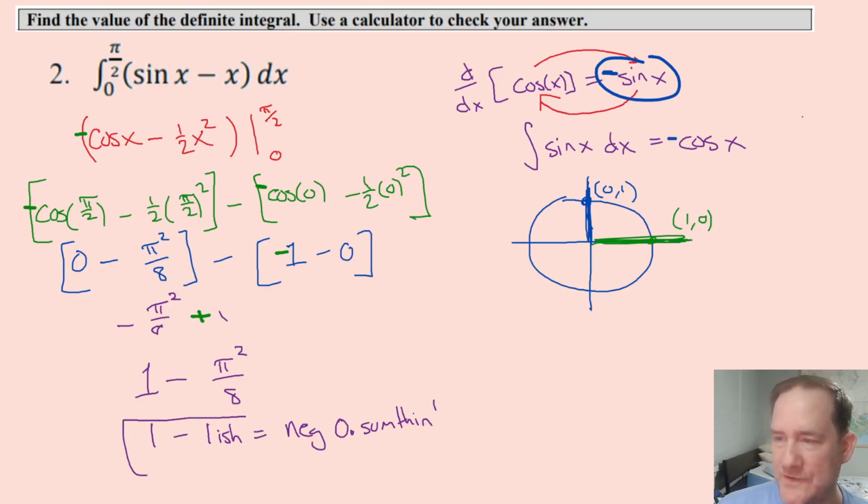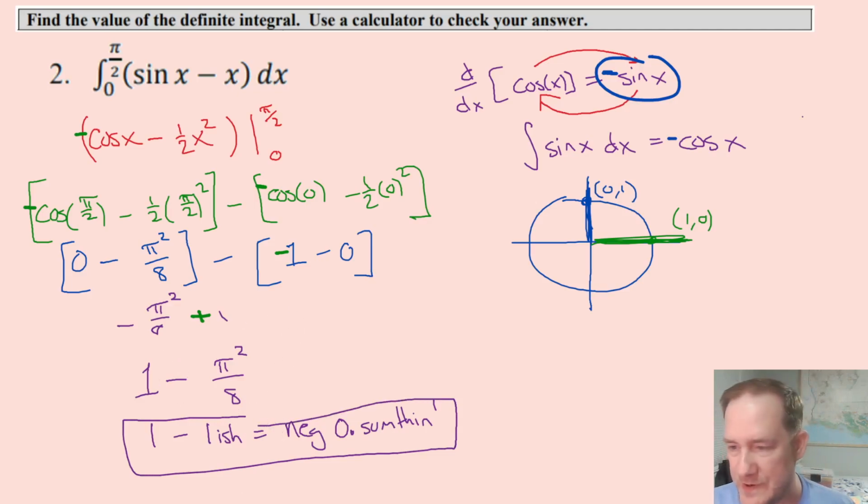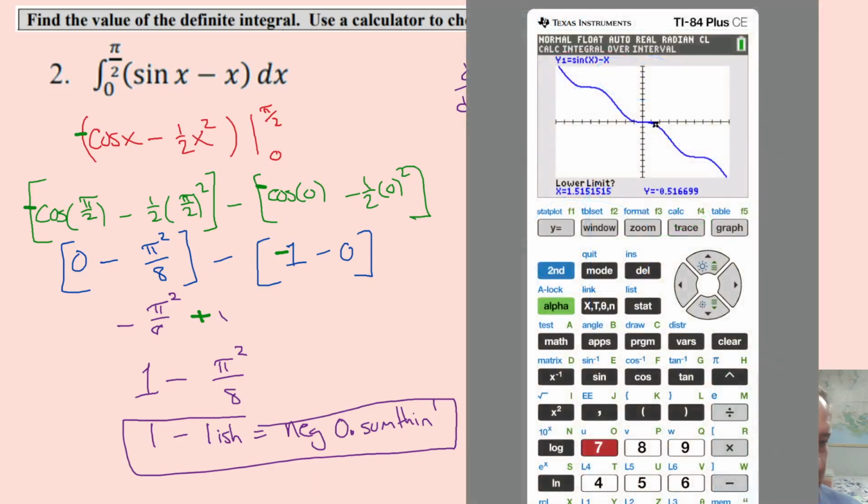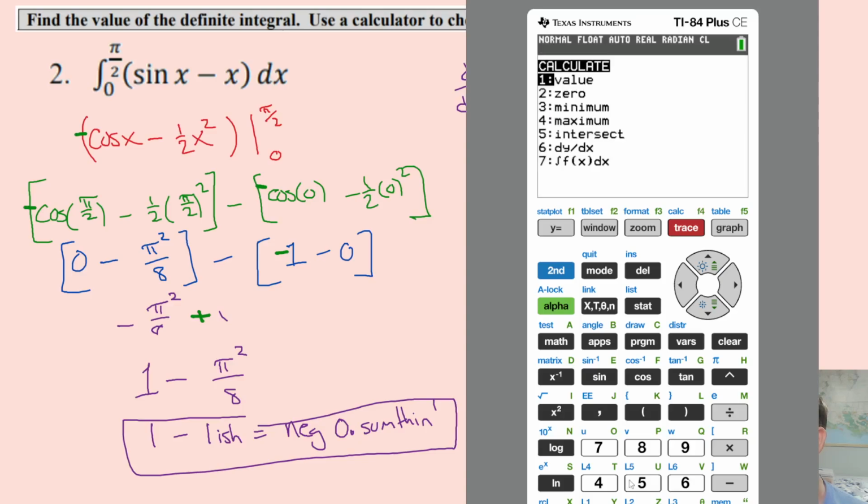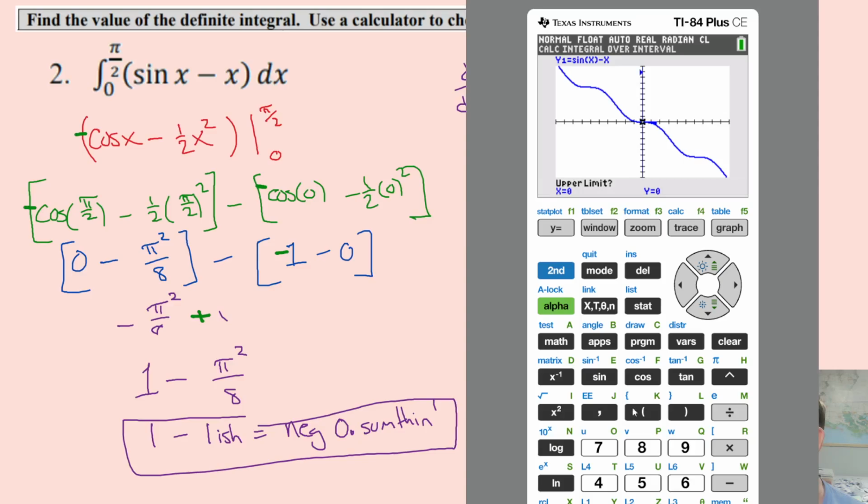So there, that's me eyeballing my answer now and feeling much better about what we got on the calculator, because when we did this on the calculator, the answer was negative 0 point something, to be exact. Enter, oops, let me do this again. 7, 0, pi over 2.